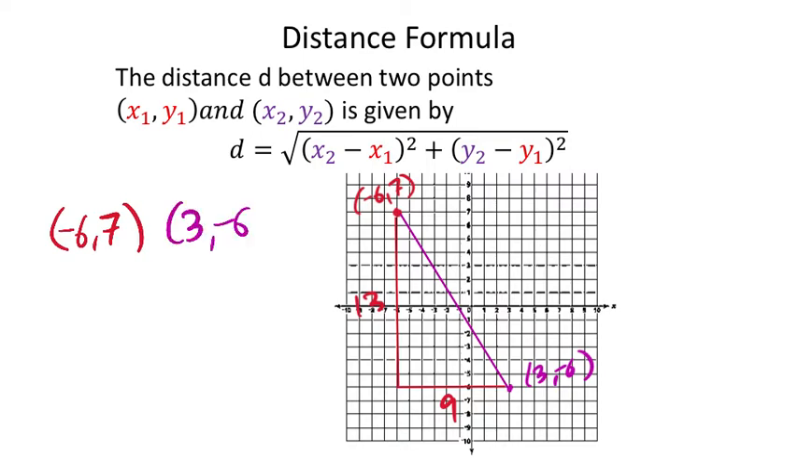Not that you have to, but here's what I'd do. From 7, I'd go down to negative 6. That would be down 13. And then from negative 6 to 3, that would be to the right 9. This is another way to find those two leg values. I'm still going to end up using the distance formula on these just so that you can see it.